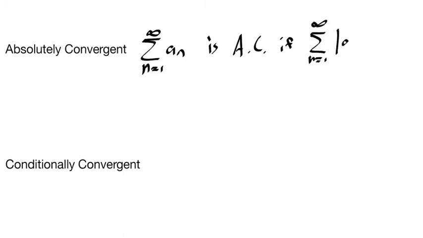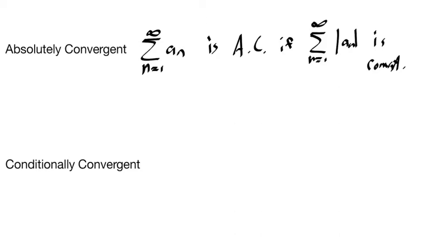So that series, as n goes from 1 to infinity, is absolutely convergent, and this is a non-standard abbreviation, I'm just feeling lazy right now, if the sum of the absolute values is convergent.